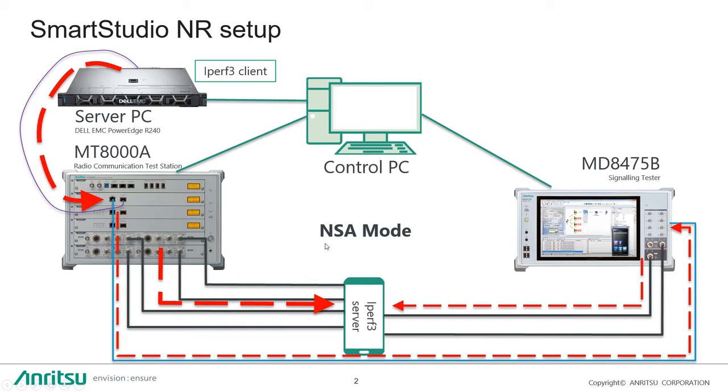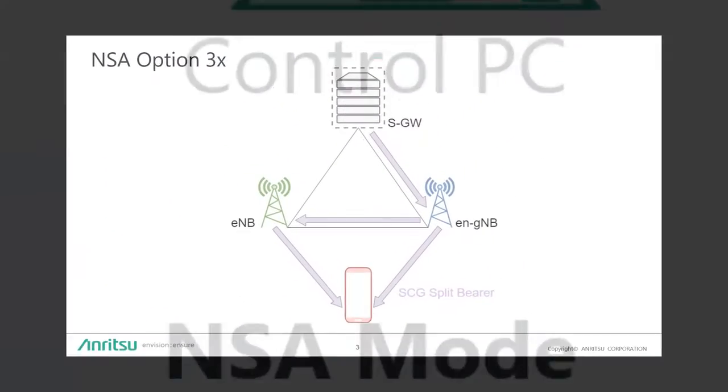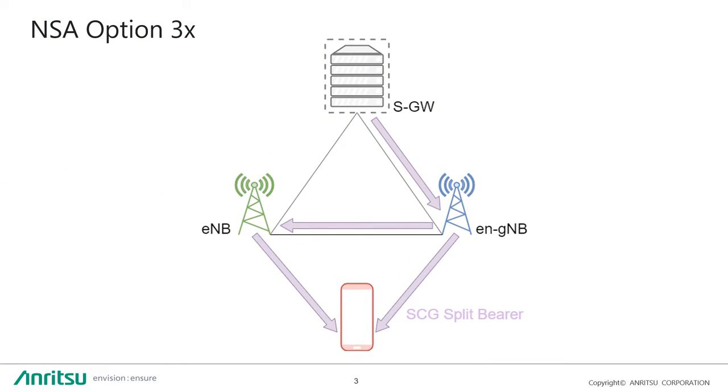IP data throughput in this case is generated by the application called iPerf, where the server PC serves as a client, and the same application is installed in our smartphone, which in this case serves as a server. In this case, the test of IP data throughput is done in non-standalone architecture of 5G deployment as option 3x.